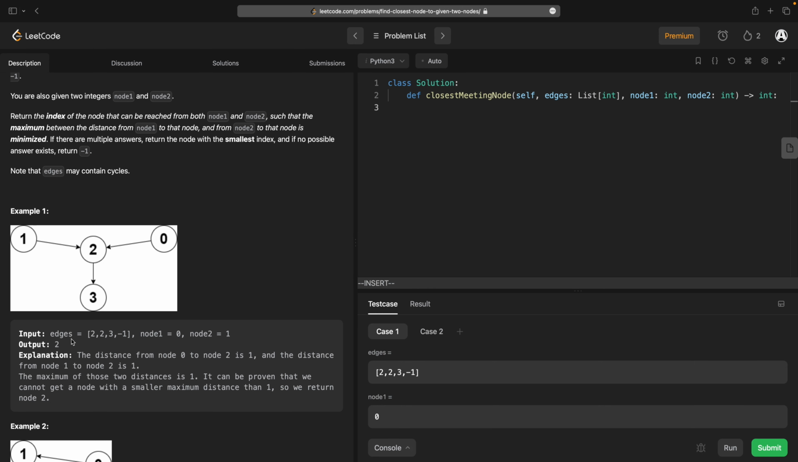So example 1. Edges is [2, 2, 3, -1]. That draws this graph. We're looking at node 0 and node 1. The output is 2 because I can get from 0 to 2 with distance 1, and from 1 to 2 with distance 1. They're both 1, so the max is 1. This cannot be smaller, because if we went to 3, they'd both be 2, so the maximum of those is 2, and that is not the minimum.